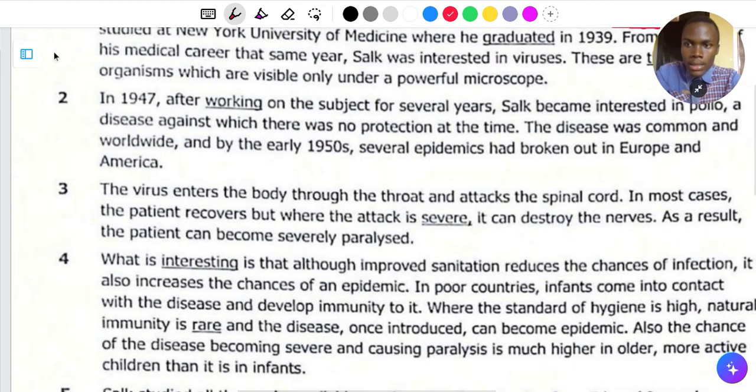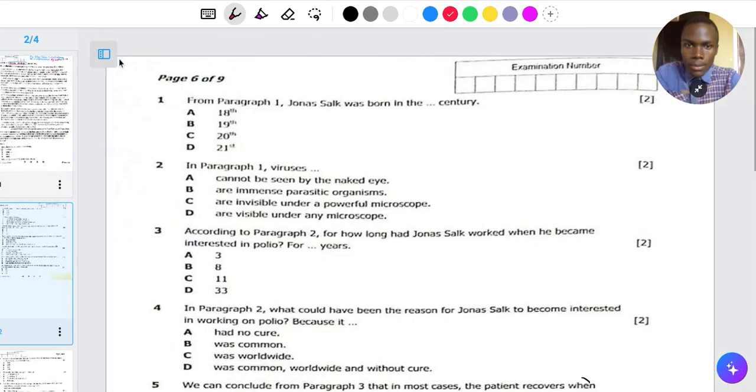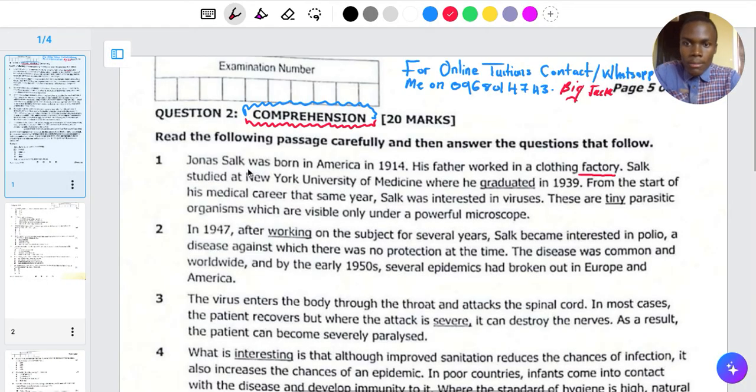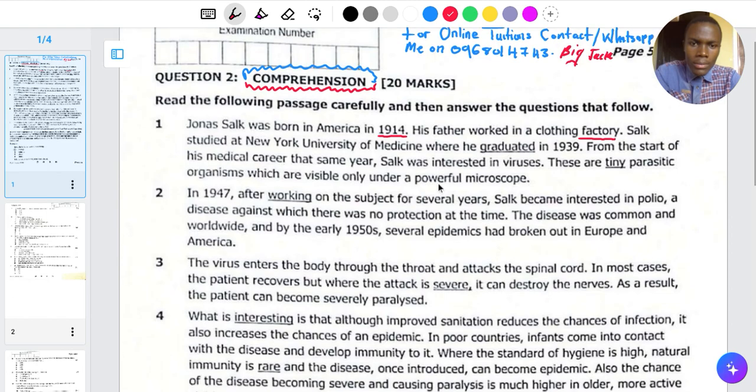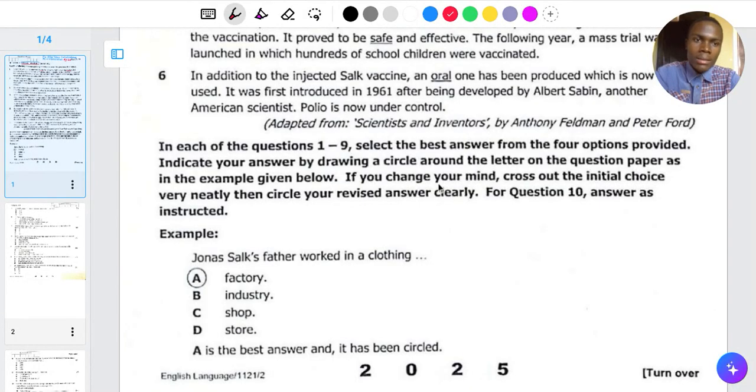So let's see the first question that we need to answer. The first question is saying, from paragraph 1, Jonas Salk was born in the dash century. So according to paragraph 1, it is saying Jonas Salk was born in America in 1914. Now according to the way we understand centuries, if you are in 19 plus, meaning you are in the 20th century.